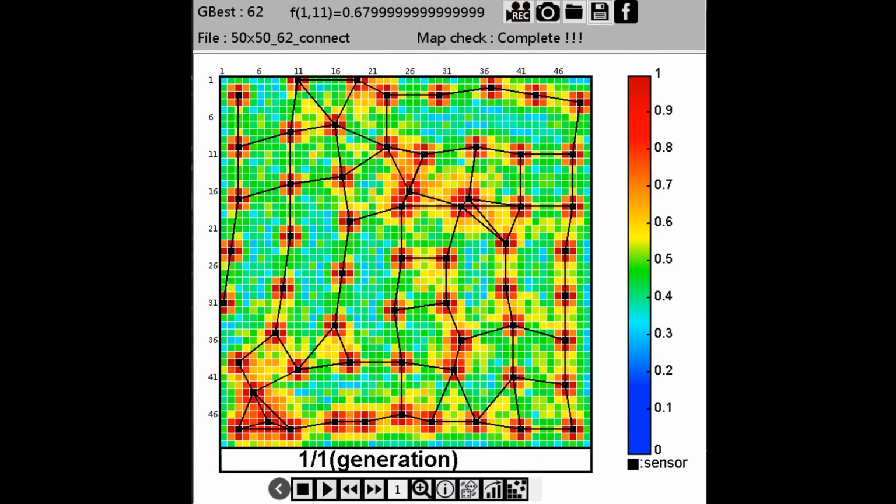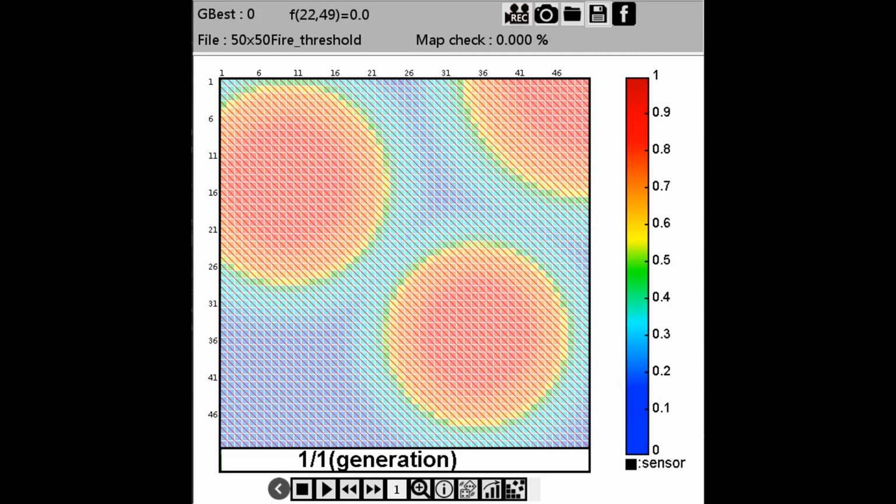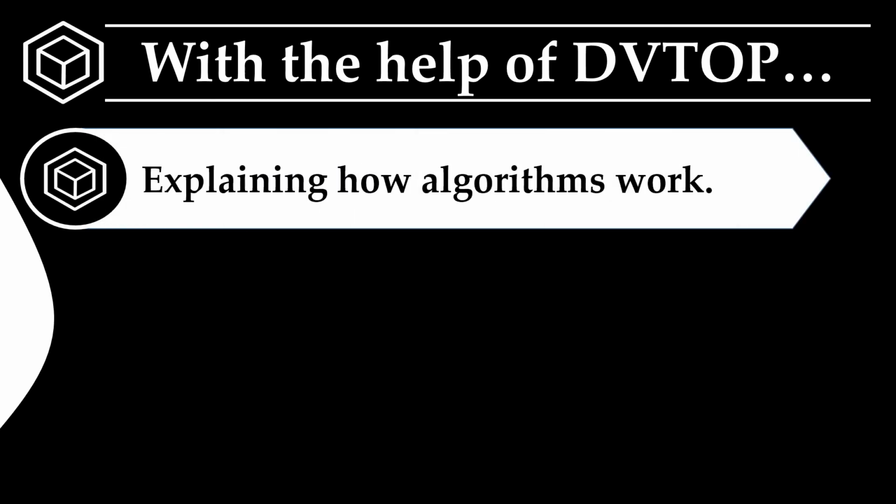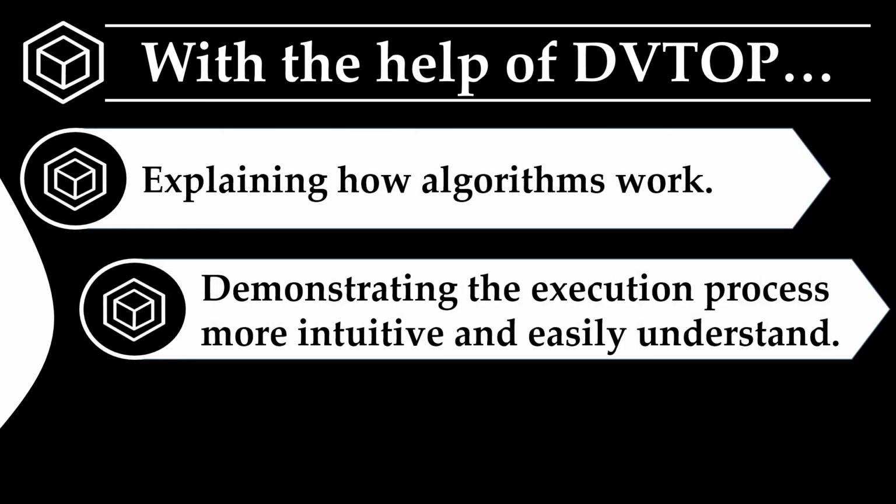In some deployment optimization problems, sensors also need to meet the complete connectivity of the entire map within a limited distance. Such as the fire sensing problem, sensors need to monitor the temperature and humidity and send the survey data to the data center. Researchers can see the connection between each sensor. DVTOP is dedicated to explaining how algorithms work. With the help of DVTOP, the algorithm's execution process is demonstrated more intuitively and more easily understood.